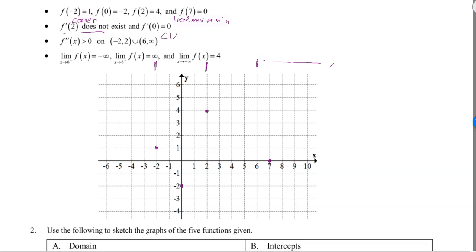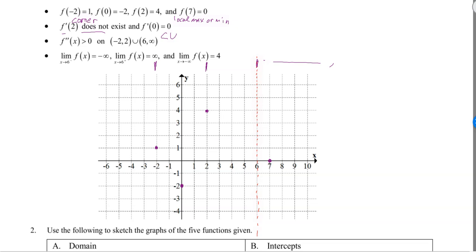The limit as x approaches 6 from the left of f of x is negative infinity. And the limit as x approaches 6 from the right, so it's something here. So what's at 6? Asymptote. Okay, so that's going to be going down here and up here.